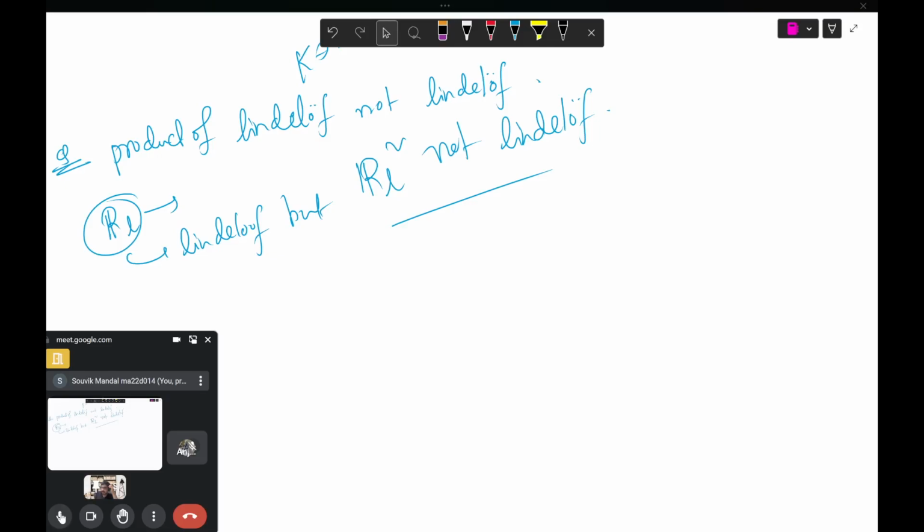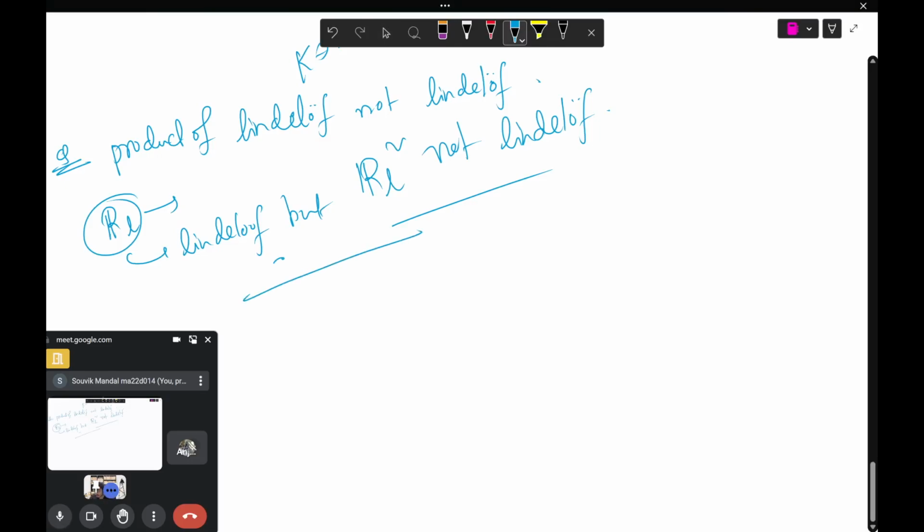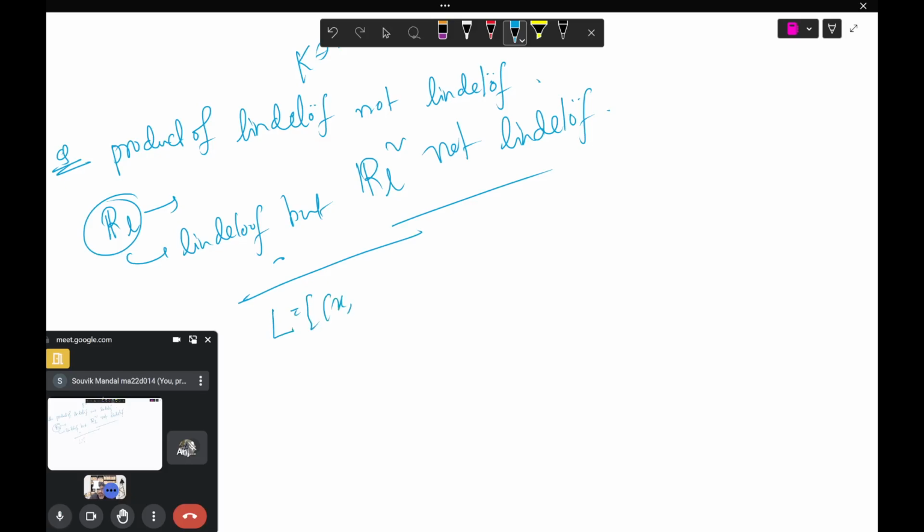So, do you get why RL2 is not Lindelof? Any idea? No, sir. Okay, so it's actually quite a tricky problem. Basically, first consider the subspace L, the set of points x comma minus x.